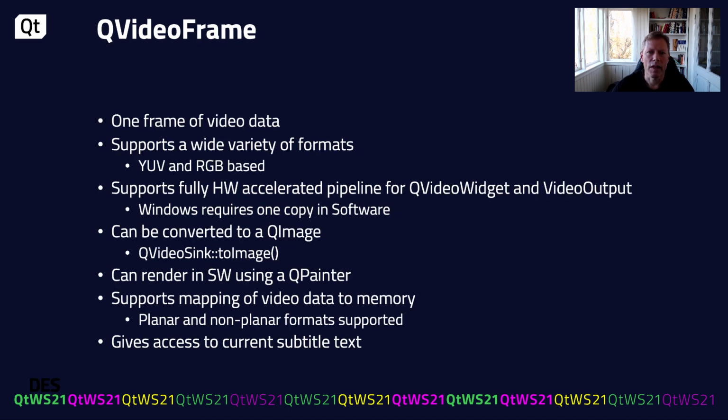QVideoFrame is the class that you then need to use. It represents one frame of video data and supports a wide variety of formats, both YUV and RGB based. It also supports a fully hardware accelerated pipeline for QVideoWidget and the QML VideoOutput element. Currently, Windows still requires one copy in software, but we're working on eliminating that one as well during the 6.2 patch level releases.